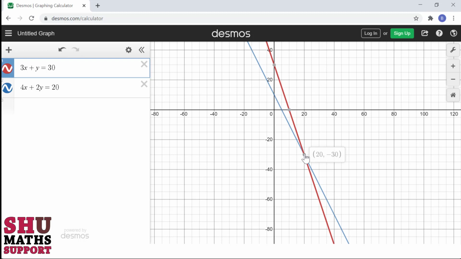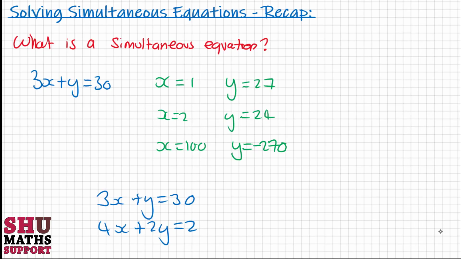So let's just jump onto the whiteboard and check that for our equations. So we have 3x plus y is equal to 30, and if we were to substitute x as 20 and y as minus 30, we'd have 3 times 20 plus minus 30 is equal to, well, 3 times 20 is 60, plus minus 30 is just minus 30, and 60 minus 30 is 30. So the solution works for this equation.